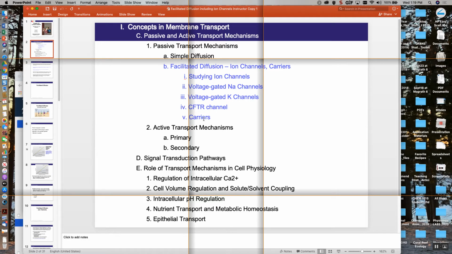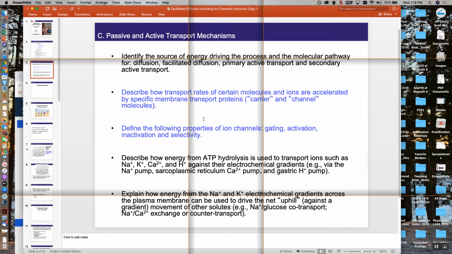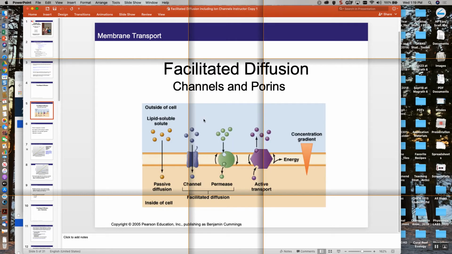Again, here are our learning objectives. I'll let you take a look at this when you get home. And let's start with facilitated diffusion. Now we're actually talking about ion channels and permeases. Okay? So here's an ion channel. It actually conducts molecules. Mainly, we're going to be talking about ions specifically, but also there's water channels. Okay? And then permeases, the classic example of a permease that we're going to be talking about is the glucose transporters. These are carriers. So once a glucose molecule binds to this carrier on one side, there's a conformational change, and then it releases the glucose molecule on the other side.